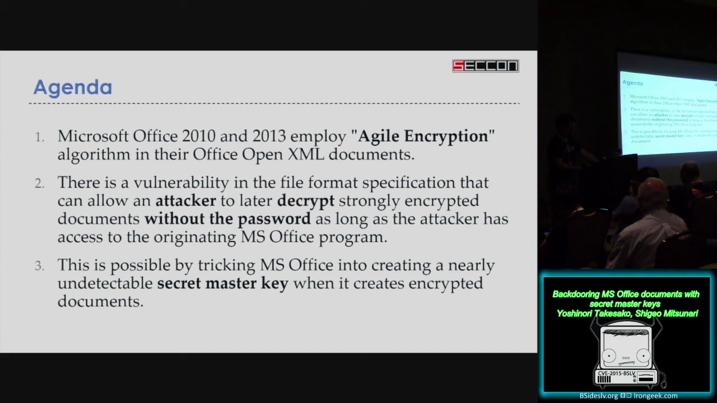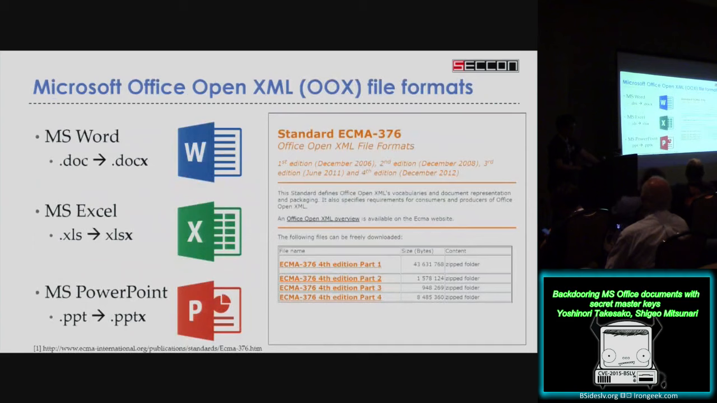This is possible by tricking Microsoft Office into creating an undetectable secret master key when it creates encrypted documents. Microsoft has standardized the OOXML file format through ECMA International. It is not OpenOffice XML format. OpenOffice is a rival application to Microsoft, so Office Open XML format is correct. You can see the docx suffix in the file name. And you know it is just a zip archive file.